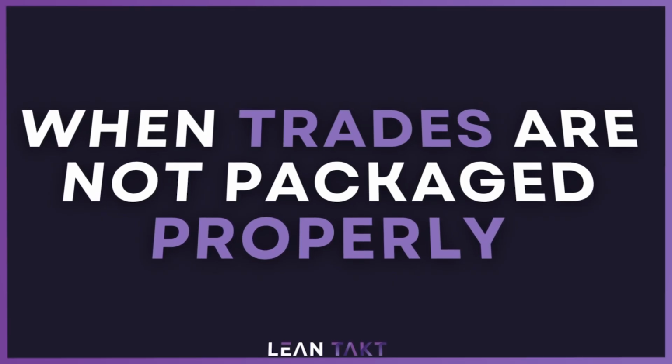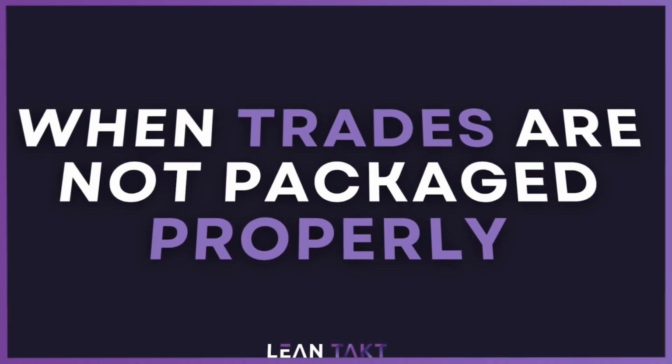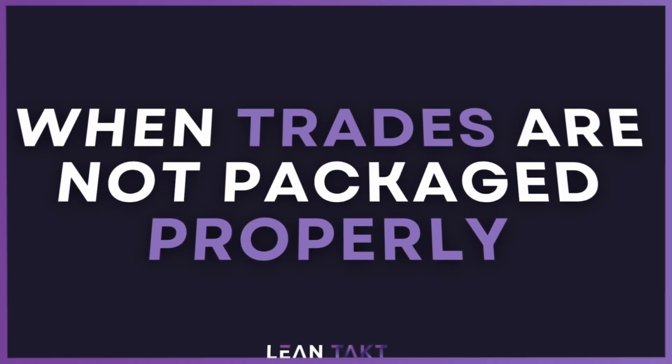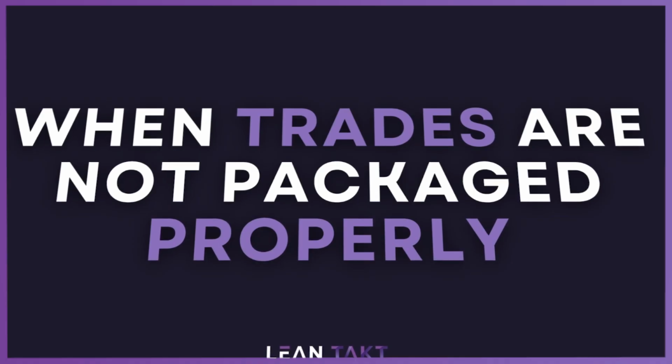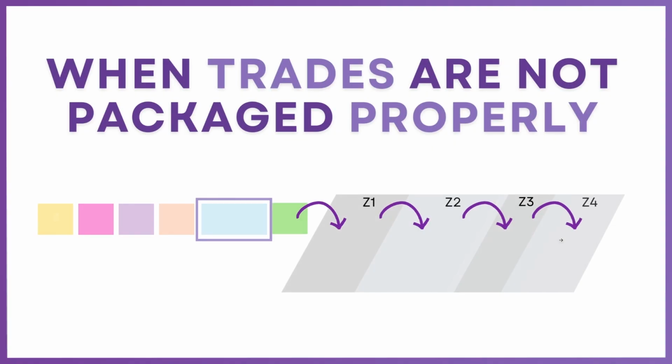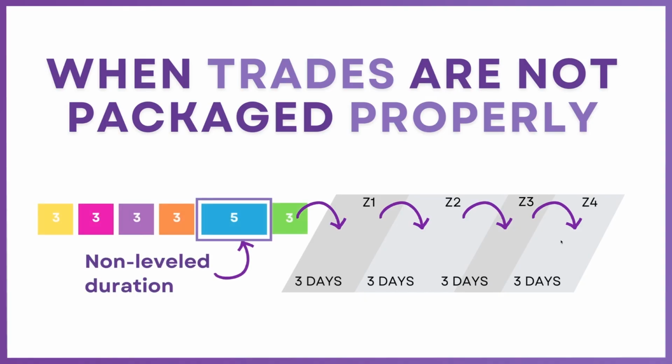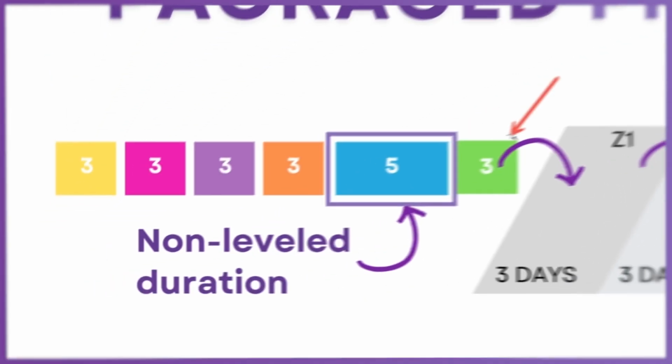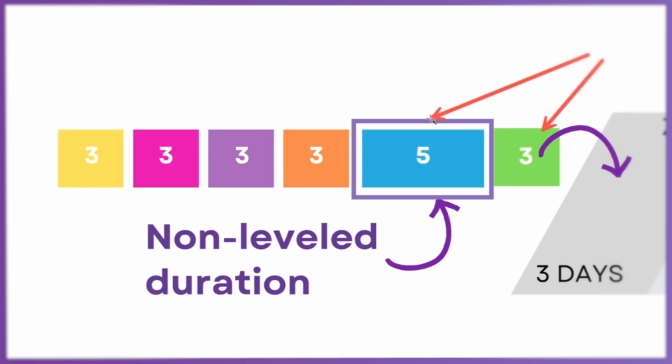And I want to start out with a couple of problems. I want to talk about three major problems in construction, which are the real culprits behind why we don't have flow. So let's talk about when trades are not packaged properly. So when trades are not packaged properly, we have a situation where, let's say the first trade takes 3 days, second one takes 5, that's our problem, and then it goes 3, 3, 3, 3.